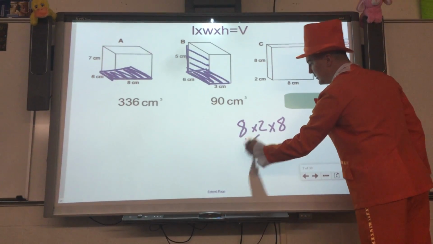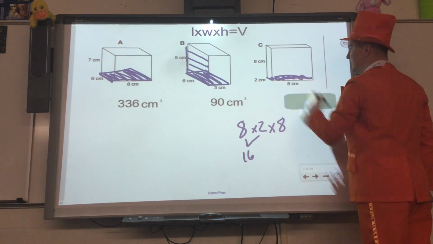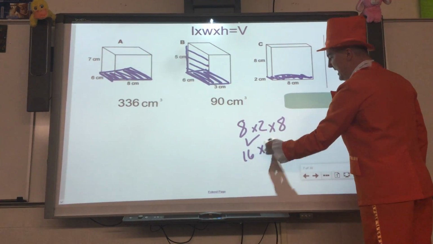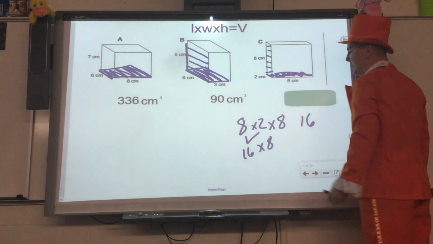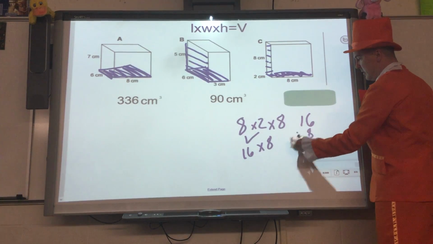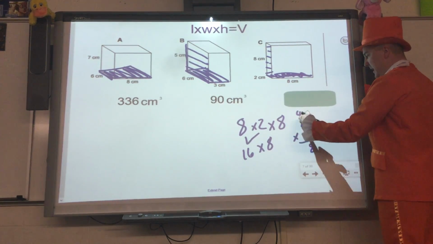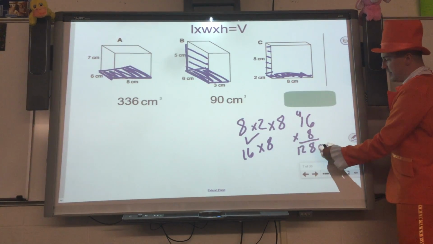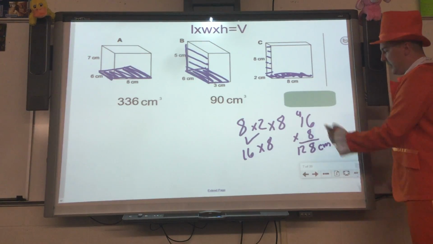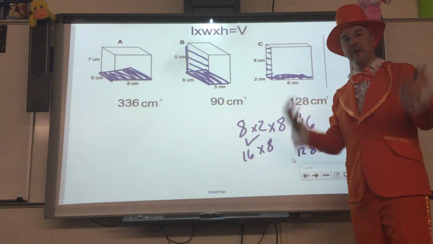You get 16 for that bottom. The bottom layer is made of 16. And then I multiply that by 8. 16 times 8, because there are 8 layers of 16. Multiply that out, I get 128, and they are centimeters in this case. Cubed, length, width, height, 128. Multiply them out. Length times width times height. Now that'll help for some of them.